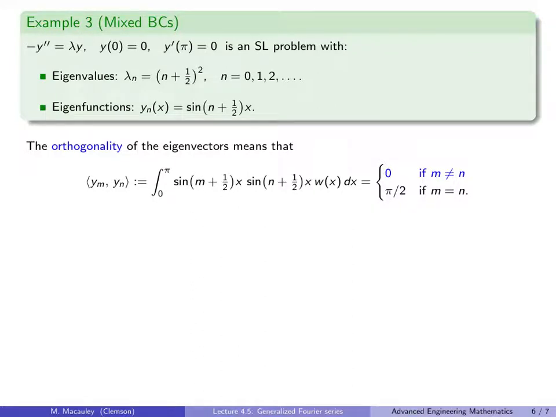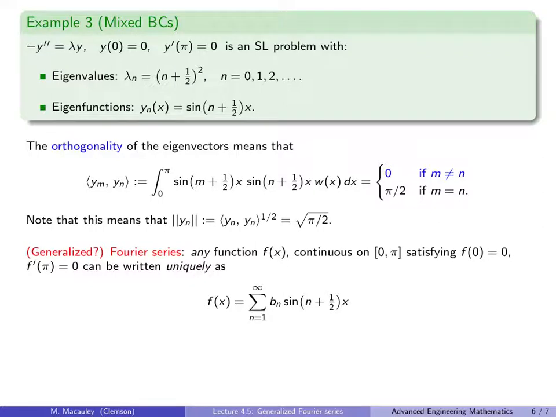And similarly, this integral is pi over 2 if m and n are the same. That's something that you have to check. That's not guaranteed. You know that it's going to be non-zero because only the norm of the zero function is 0, but you don't know exactly what it's going to be. So as before, this means that the norm of each function, yn, which is the square root of yn dot yn, is the square root of pi over 2.